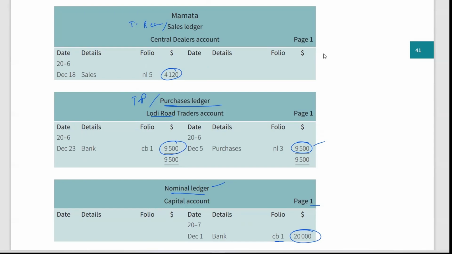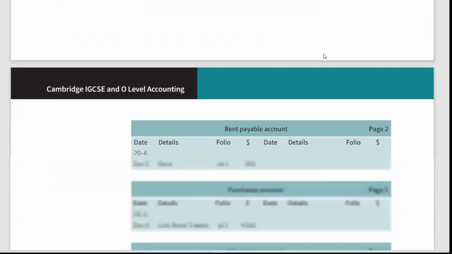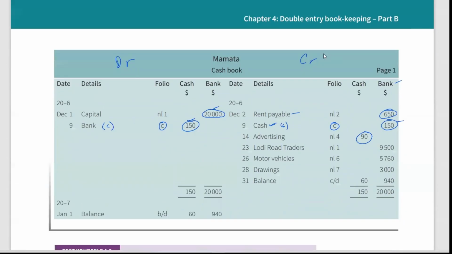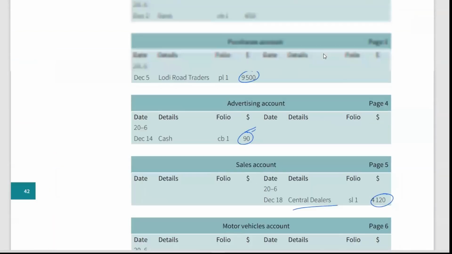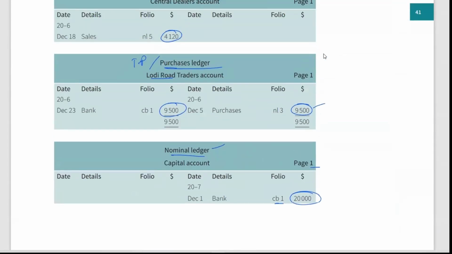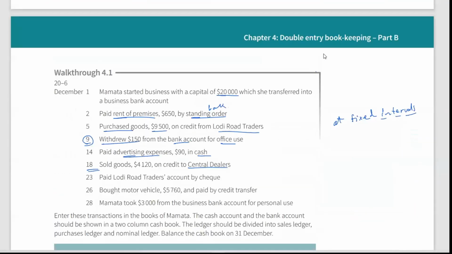Are we all on the same page? Do you understand that? Very good. And so the cash book, of course, will be credited to show that the money went to Lodi Road Traders. Lodi Road Traders is now debited. It shows that their account is also closed. There is no balance remaining because we owed them 9,500 and we paid them 9,500. We're done with Lodi Road Traders, there's no balance. Nothing will go from here into the trial balance, right? Because there's no balance.